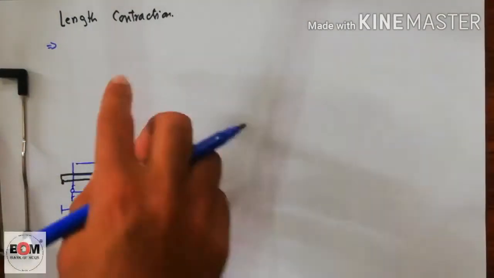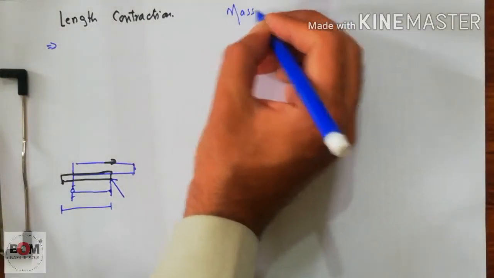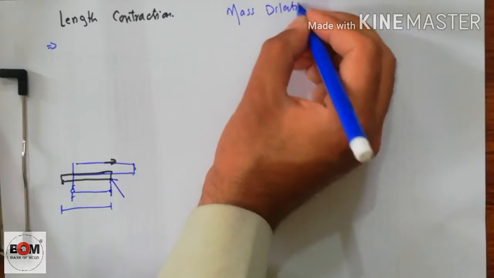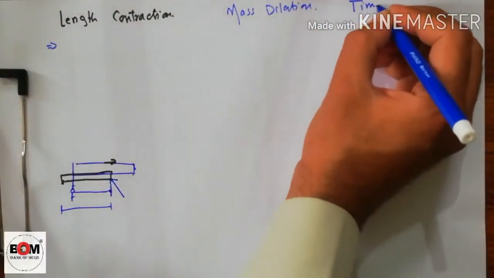So when a body is moving at high speed, its length is contracted, and length contracted, remember the brain, length contraction means length will be contracted or shortened. The second is mass dilation, mean mass will be increased, and the third one is time dilation.